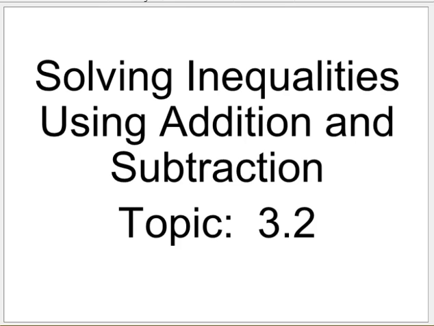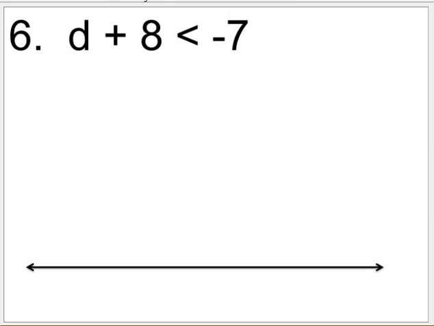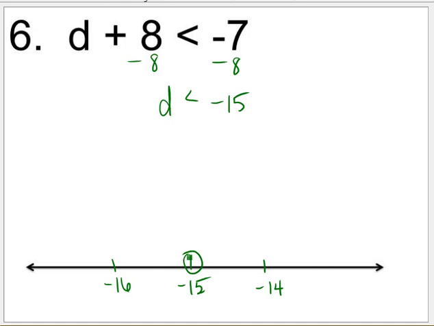Okay, let's continue on with just a few more adding and subtracting problems. We'll do another simple one where we're going to get rid of the 8 on both sides by putting a negative 8. This time we get d is less than negative 15. The hardest part in this is making sure our number line is ordered properly. The negative 14 is to the right because that's actually bigger than negative 15, and the negative 16 is to the left because that is actually smaller. We're going to use an open dot on negative 15, and we're going to shade to the left.